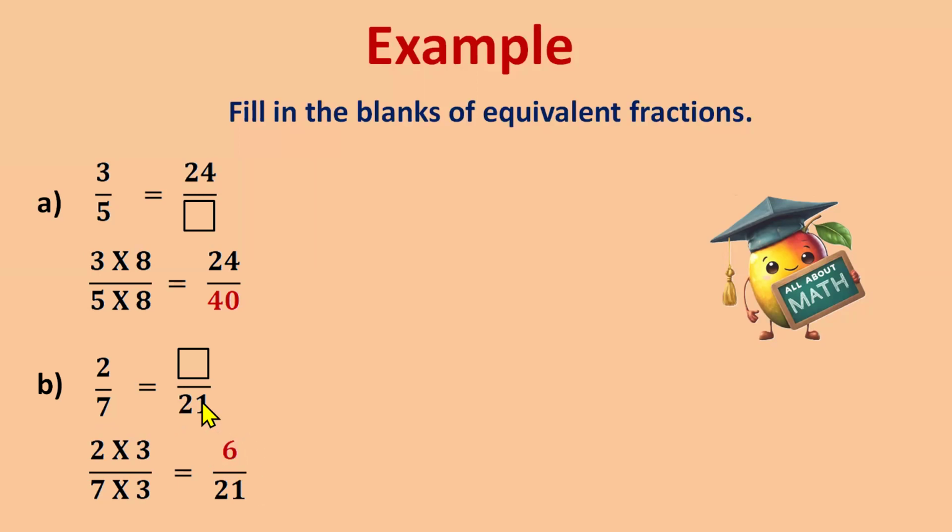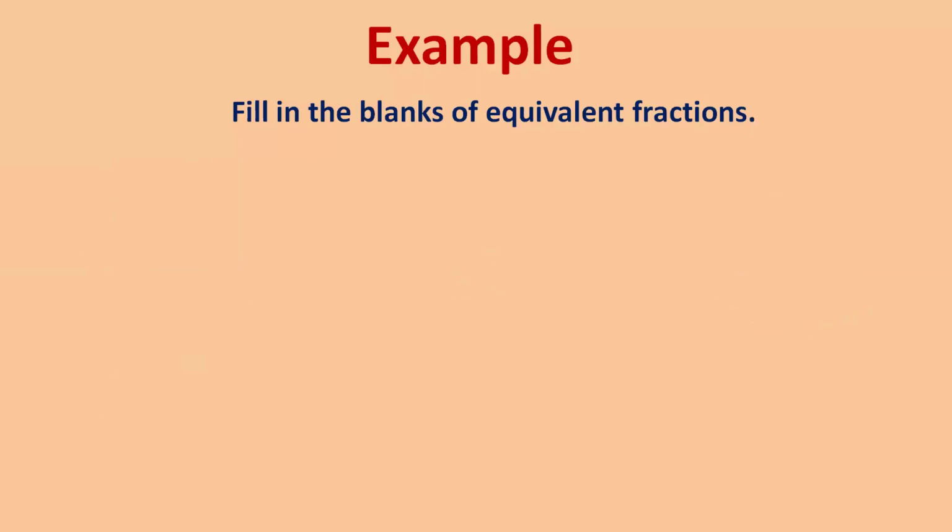So what helped us here? The denominators. The 21 helped us to find out which number should be multiplied in the numerator and the denominator. So these are very, very easy. Okay, next let's see some other examples.